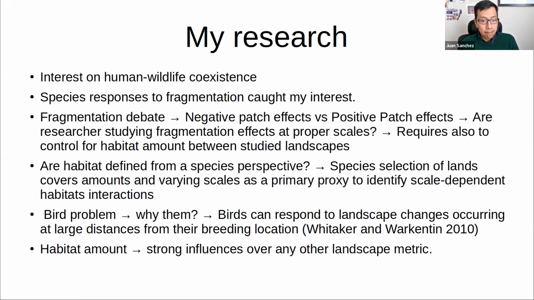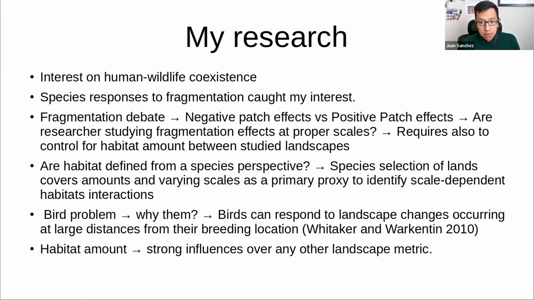And therefore, I decided to do my research about how species of birds interact with land covers at different scales. So I thought about this as a previous step to considering how the species sees its habitat. So instead of arbitrarily thinking that the species are seeing the habitat in patches, I decided to go a step back and think about how species are interacting with not the structure, but only the amount of different land covers.